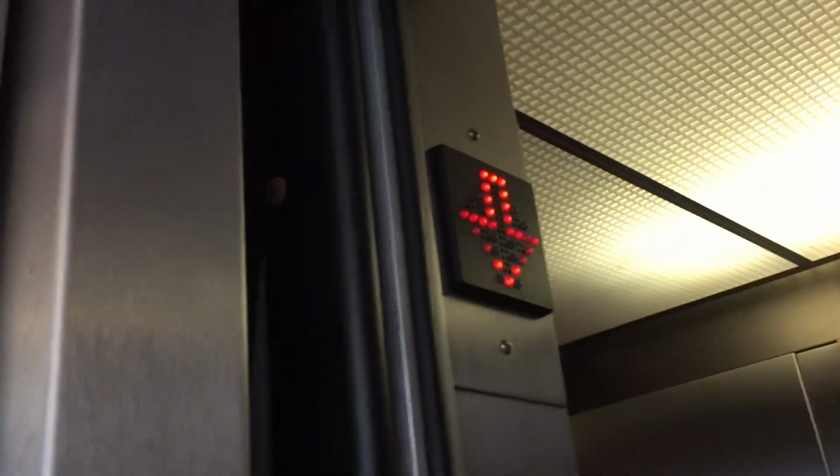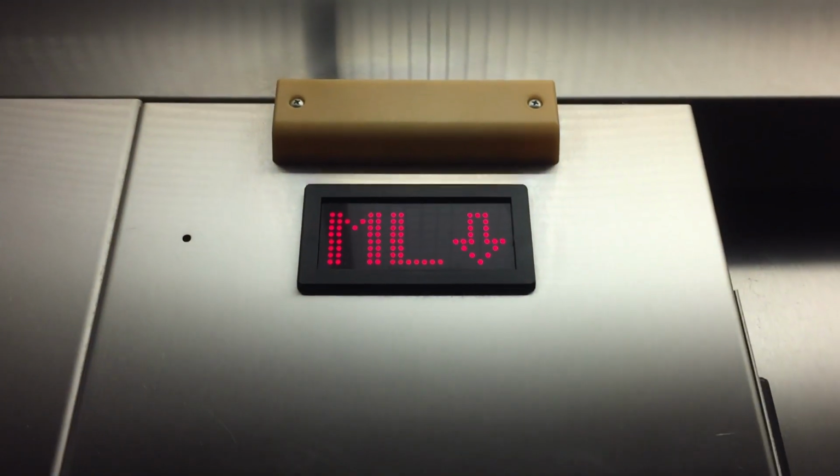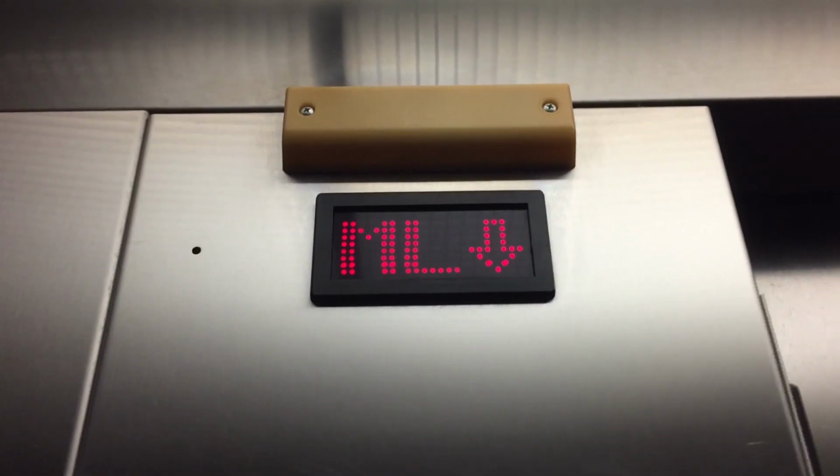What the heck? Chime and car lantern. So again, you got your hoistway access, only on the terminal landings. P, but a parking level, or plaza, or whatever that is. Numbers. We got a cap on the way up.